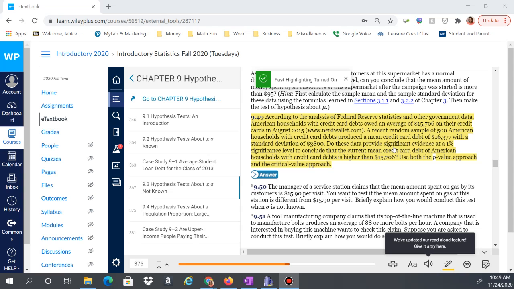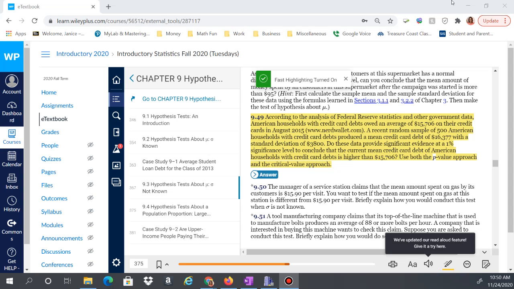Okay, do these data provide significant evidence at a 1% significance level to conclude that the current mean credit card debt of American households with credit card debt is higher than 15,706? Use both the p-value and the critical value approach. So the question is, okay, you have a mean of 15,706. That is the null hypothesis. Okay, the alternative hypothesis is this question right here. Do these data provide significant evidence to conclude that it is higher than 15,706, so greater than.